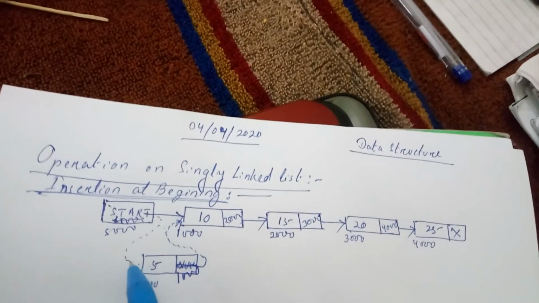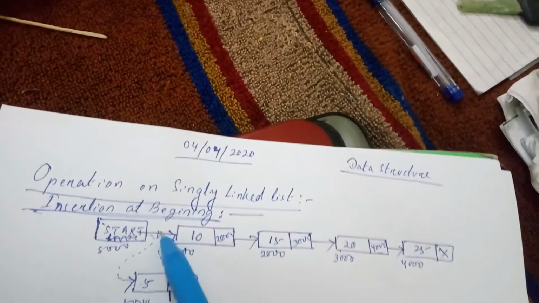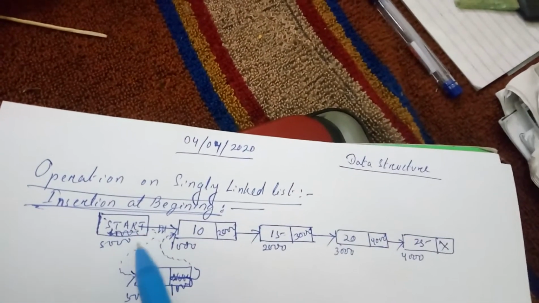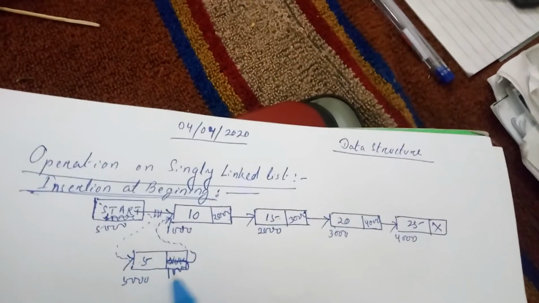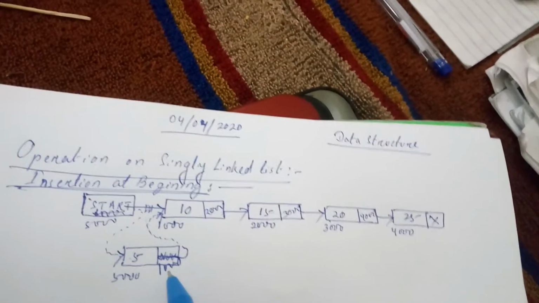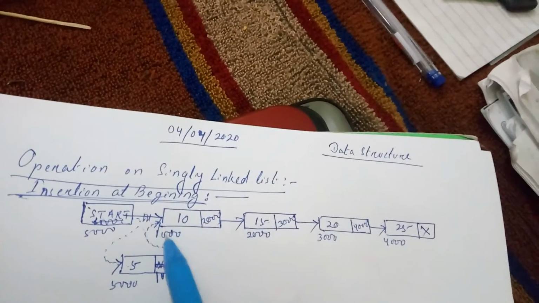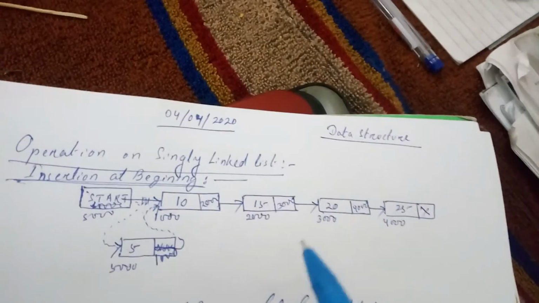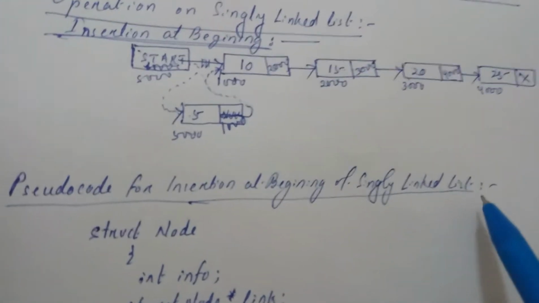It is very simple. So now insertion takes place and this will disappear. That means here the start pointer has the address of this node, as this will be the first node, and the link part of this node will hold the address of the next node. So now it is inserted at the beginning. We'll see its pseudocode, the pseudocode for insertion at the beginning of the single linked list.